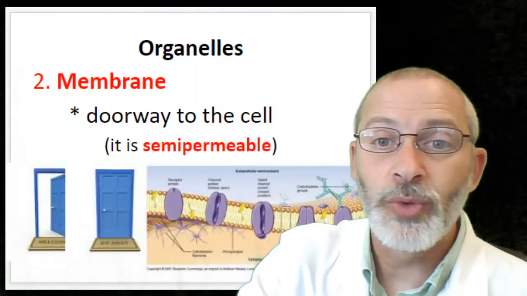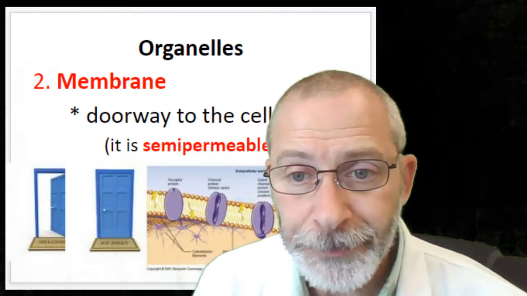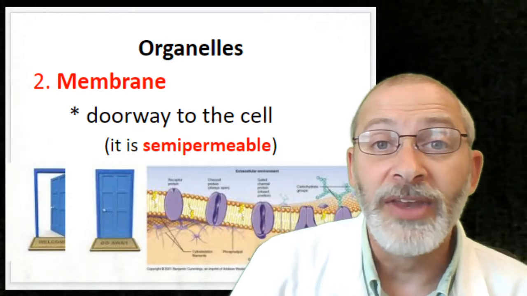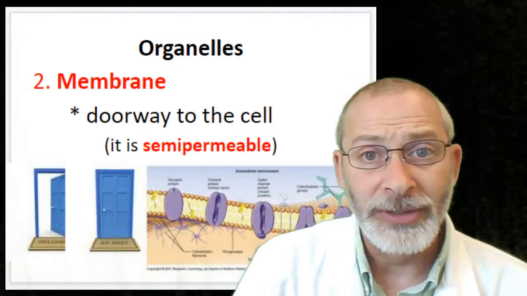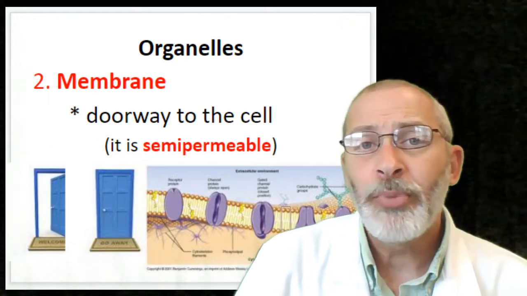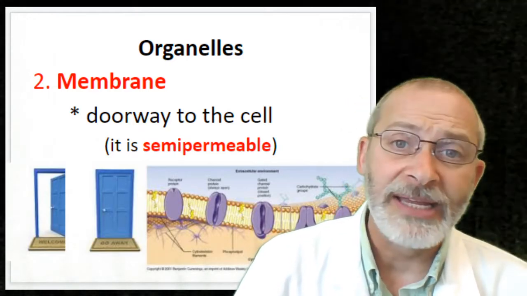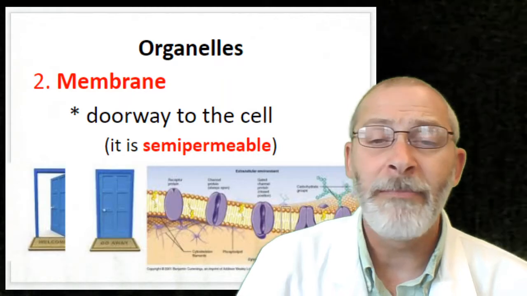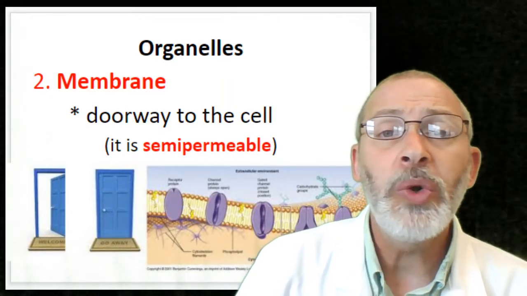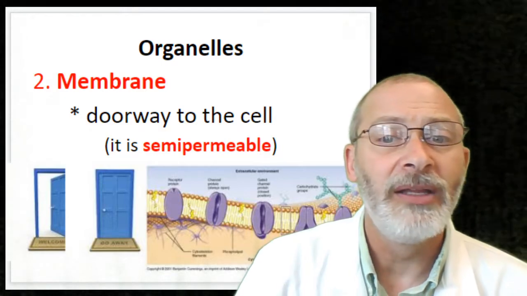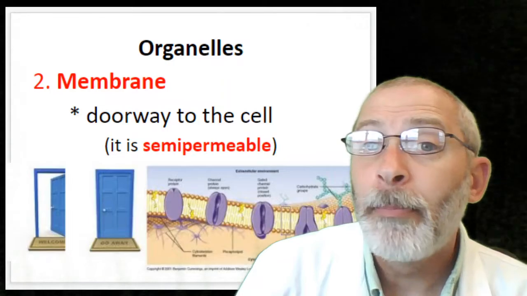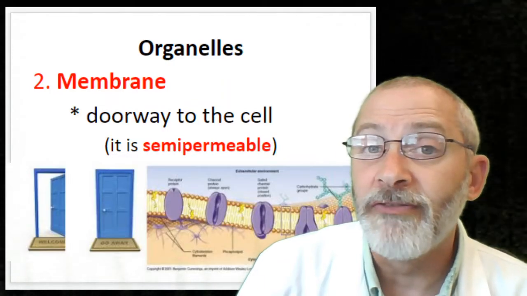So let's move on to our next organelle. Cells, they're made of organelles. Well, the next organelle we're going to discuss is called the membrane. The membrane, it can be found in both plant and animal cells, and the membrane is also known as the doorway to the cell. It is something called semi-permeable. Ooh, that sounds like a good vocab word, semi-permeable.